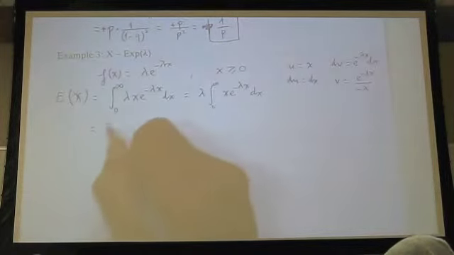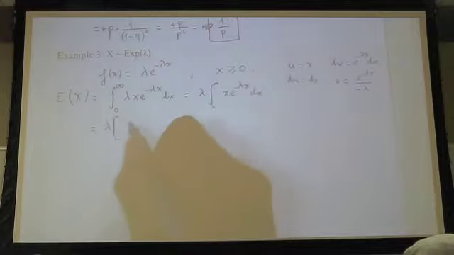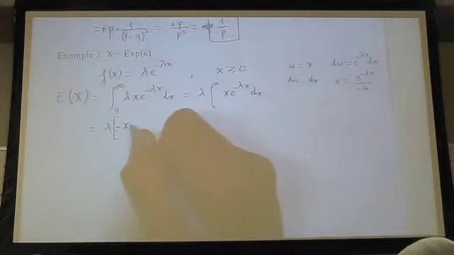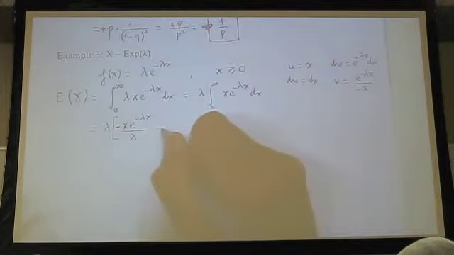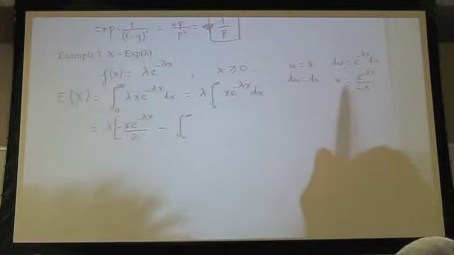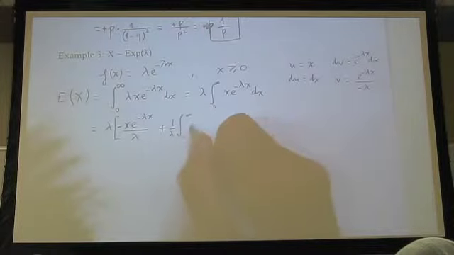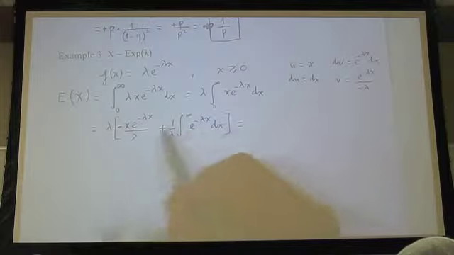I have lambda outside here, and then it's going to be uv, so this is u times v, so I have x times this, so there's a minus, I'm going to put it up front right here, minus x times e to the minus lambda x divided by lambda, that's uv, minus the integral of v du. v is this with the minus sign, so I'm going to put this one as a plus, and then I'm going to pull out the 1 over lambda, and then v du, so it's going to be e to the minus lambda x right here, du is dx. Okay, so it's that.